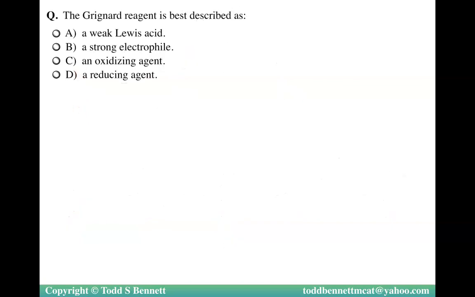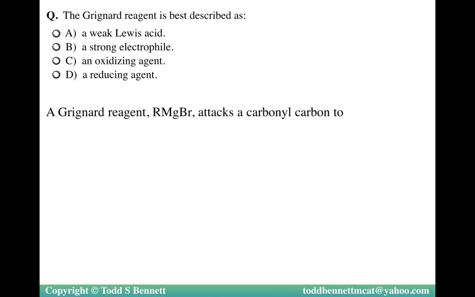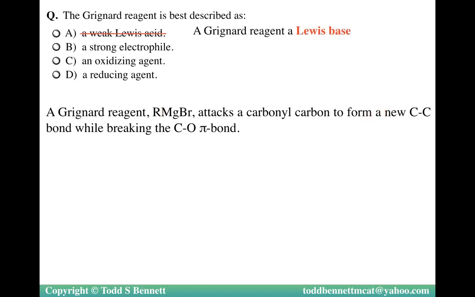Okay, so let's consider what the Grignard reagent is doing. It's acting as a nucleophile and attacking the carbonyl. If you recall, a nucleophile is a Lewis base, an electrophile is a Lewis acid. Because RMgBr attacks the carbonyl to form a new C-C bond, it is, as mentioned, a Lewis base or a nucleophile. So we can get rid of choices A and B. Those are just wrong.